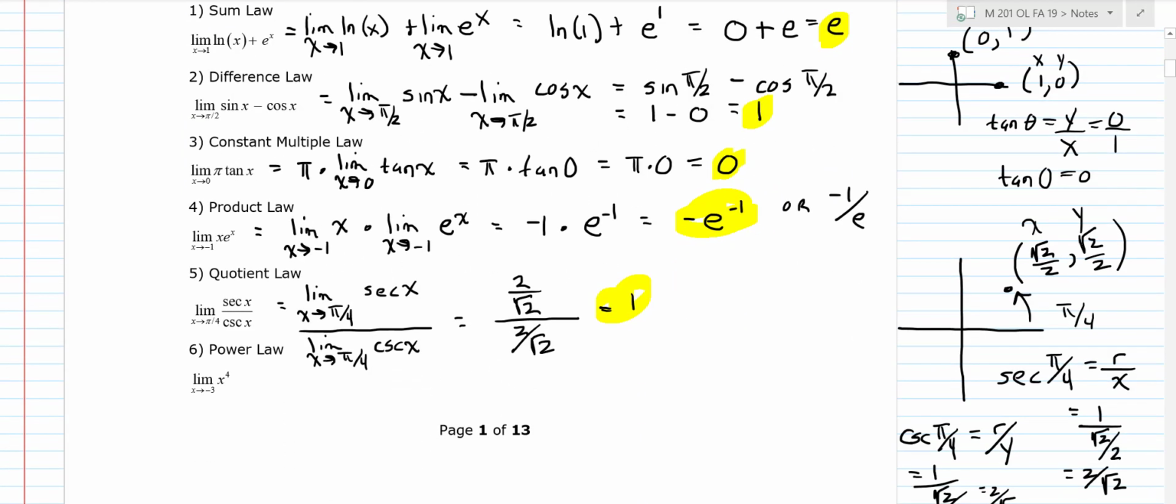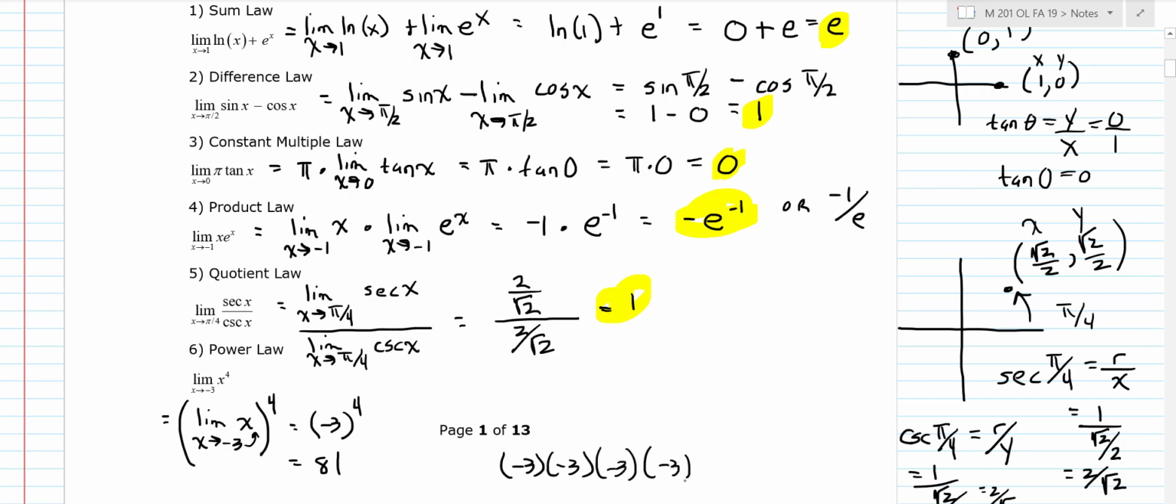Okay, so let's go down and let me show you how this one would go at the bottom of the page. So this one, you have a limit of x to a power. So according to the power law, you would do the limit as x approaches -3 of x, then the whole value of that limit goes to the 4th power. Okay, so this would just be negative 3. You would plug in the negative 3 for x, work that out, you would get 81. That, of course, is just negative 3 times itself 4 times. So that's a positive 81 is how that would go.